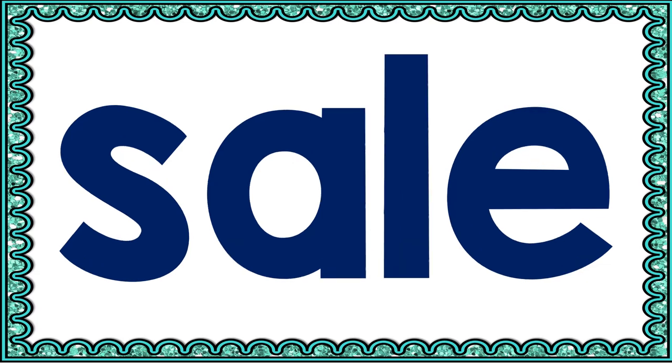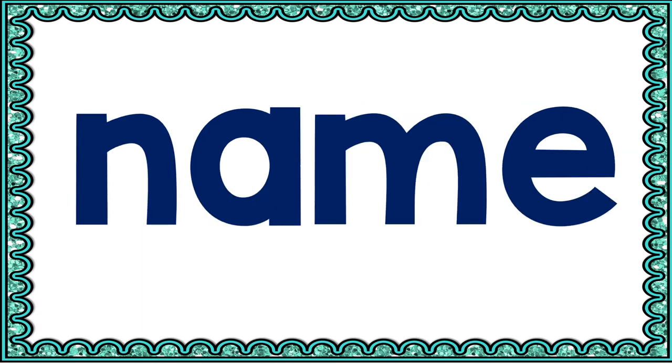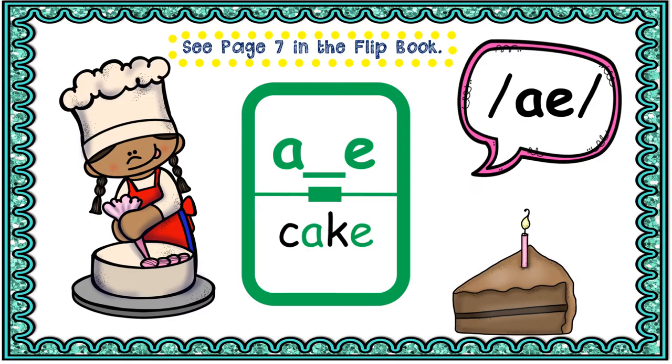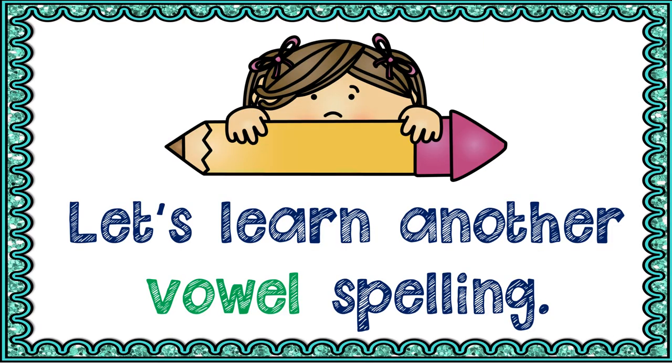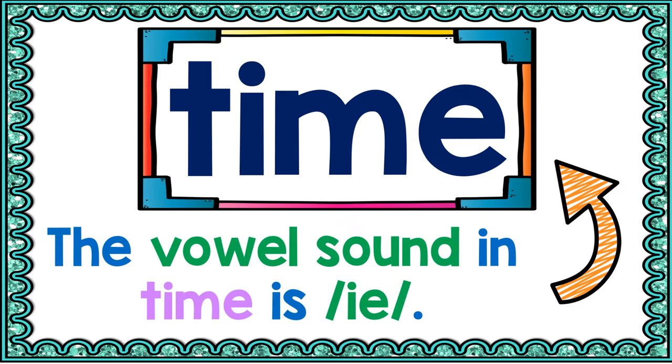Sail, S, A, L. Name, N, A, M. Remember, these are the long A sounds, and that sneaky E makes the A say its name. Let's try another vowel spelling. This is your long I. It's the same rule. You have your sneaky E, and that sneaky E will make the I say its name.